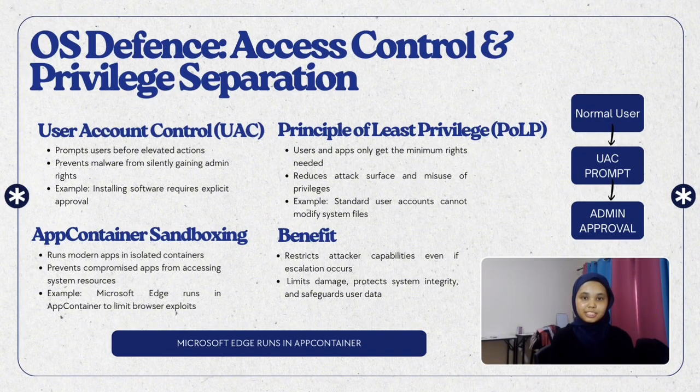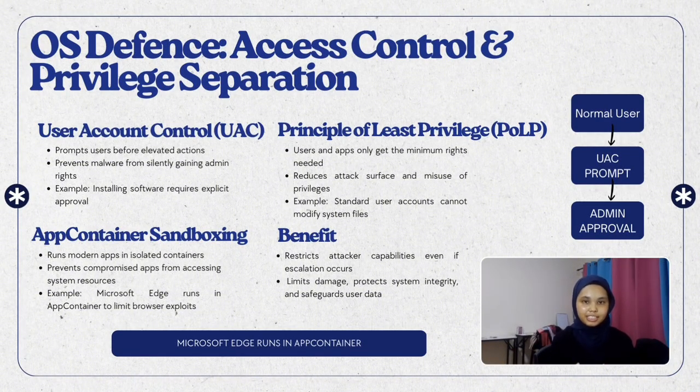Windows also uses app container sandboxing. This isolates modern apps in secure containers. So even if an app is compromised, it can't affect the rest of the system. A good example is Microsoft Edge. It runs inside an app container, which helps prevent browser-based exploits from spreading.